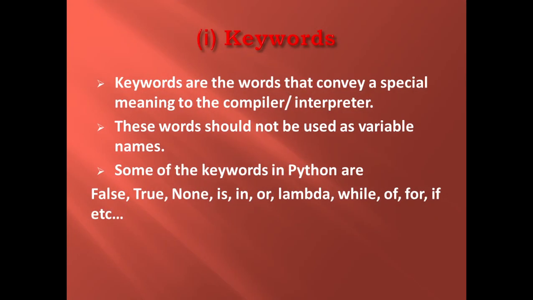Let us move on to keywords. What is a keyword? Keywords are the reserved words which convey a special meaning to the compiler or interpreter. These keywords should not be used as variable names in a program. Some keywords in Python we can see here: False, True, None, is, in, and, lambda, while, or, for, if, etc.